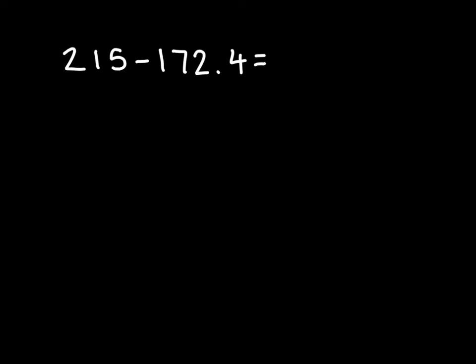Here we've got a decimal subtraction, and we're looking to solve 215 take away 172.4. With counting on, once again, we look at the lowest value number. From 172.4, I'll try and go straight to the next integer, which would be 173. From there, I'd go to the next multiple of 100. And then I go to 215.